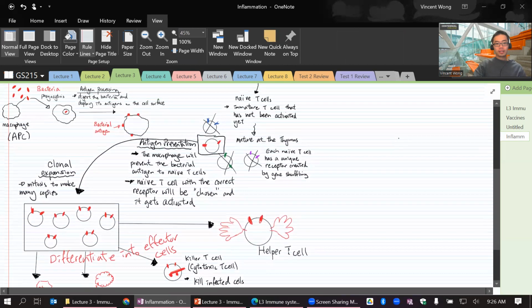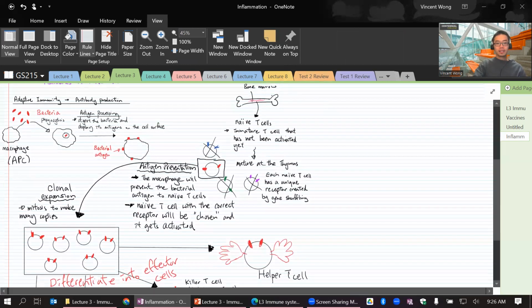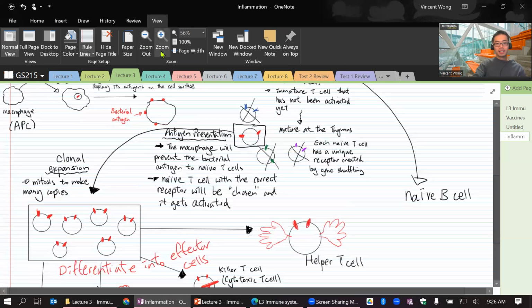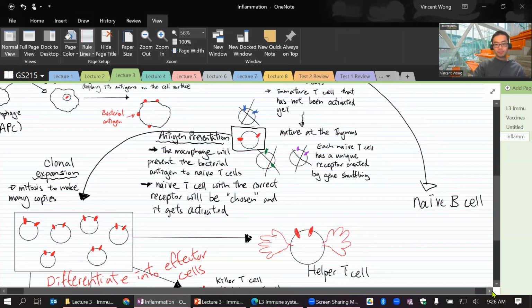So let's go back to our diagram right here. Coming out from the bone marrow, we have the naive T cell, sure, but also we have the naive B cell. All these blood cells come from the bone marrow, right? Naive B cells.